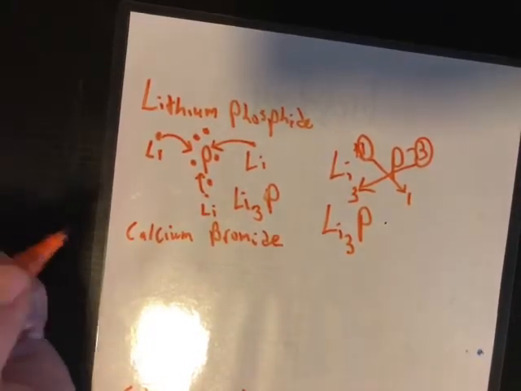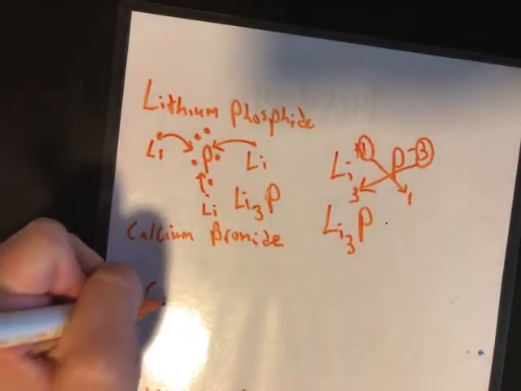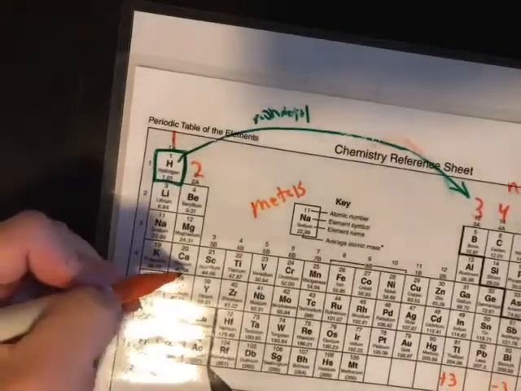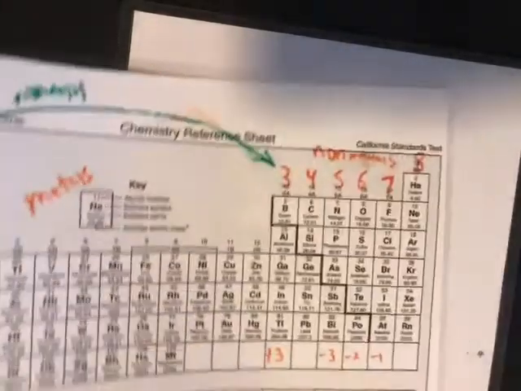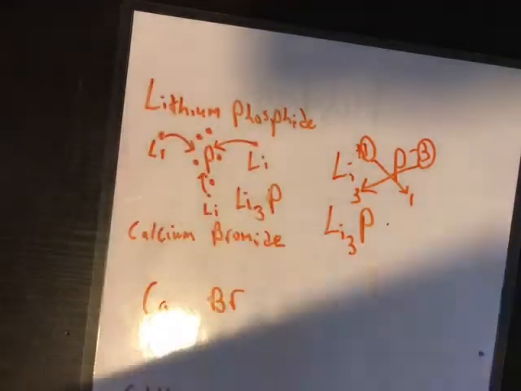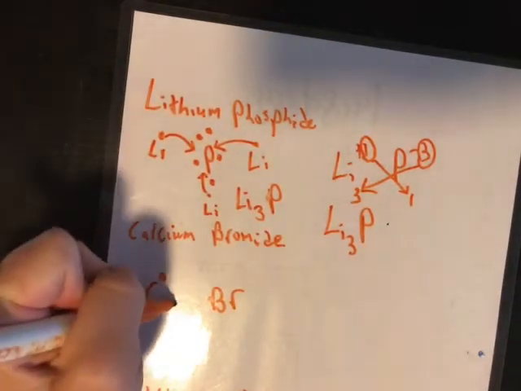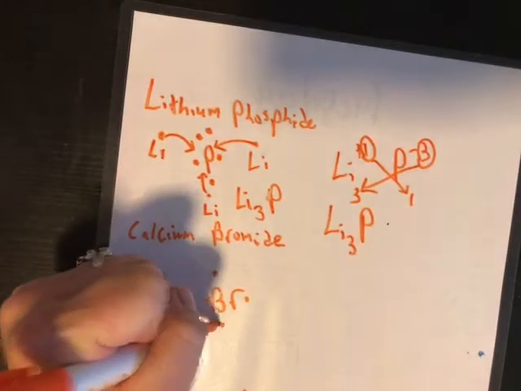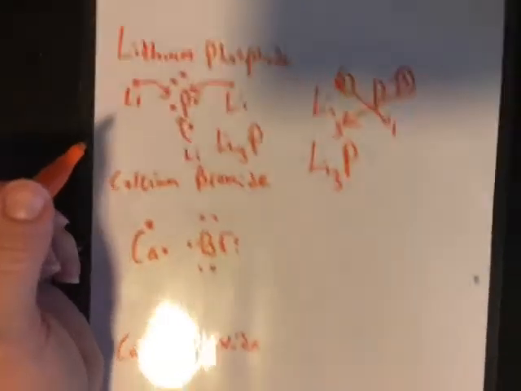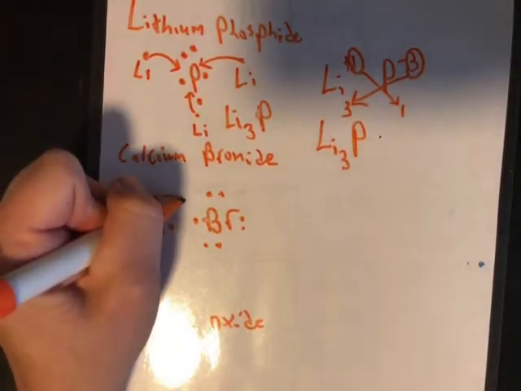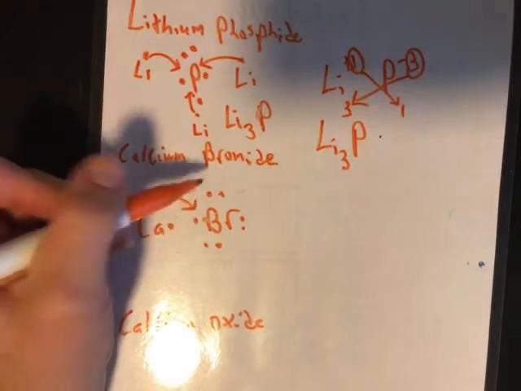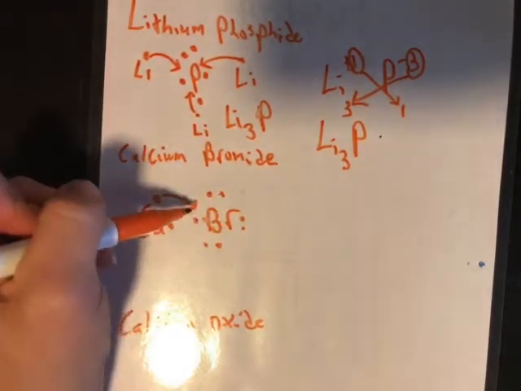Okay, let's try calcium and bromine, calcium bromide. Here we go. Calcium has 2 valence electrons. Bromine has 7 valence electrons. So 1, 2, and then 1, 2, 3, 4, 5, 6, and 7. We're going to go ahead and let it transfer. So the bromine is now happy. It can't take any more electrons. It's got 2, 4, 6, and 8.